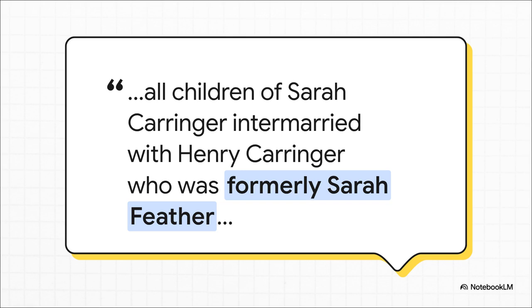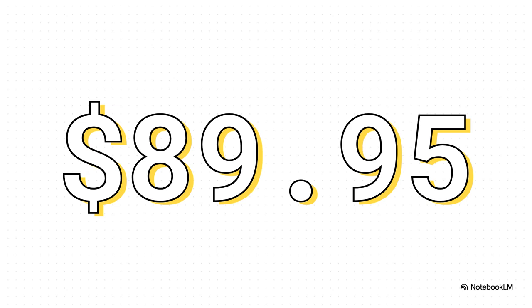What a find! So what did this big family connection mean for Henry's children in practical terms? Well, from their grandfather's estate, their mother's father, all 10 of them received a grand total of $89.95 to split between them.